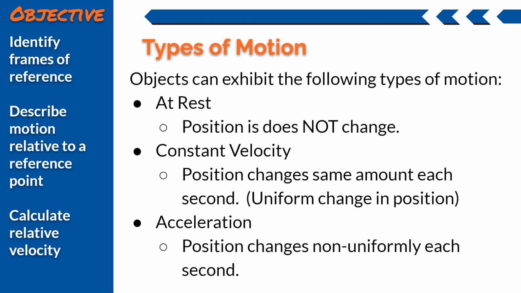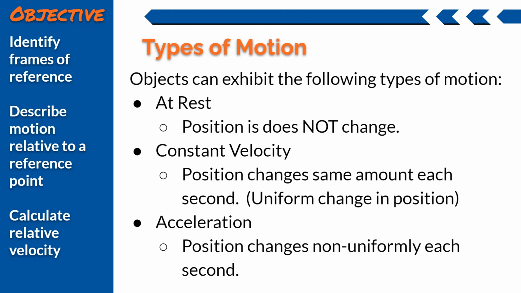And for an object accelerating, we're looking at objects with a position that changes non-uniformly each second. And what I mean by that is if we talk about something at a constant velocity, then we're talking about something that moves from a position of like 0 to 2, 4, 6, 8, 10, 12, and so on and so forth each second. Okay, so it travels 2 meters each second.